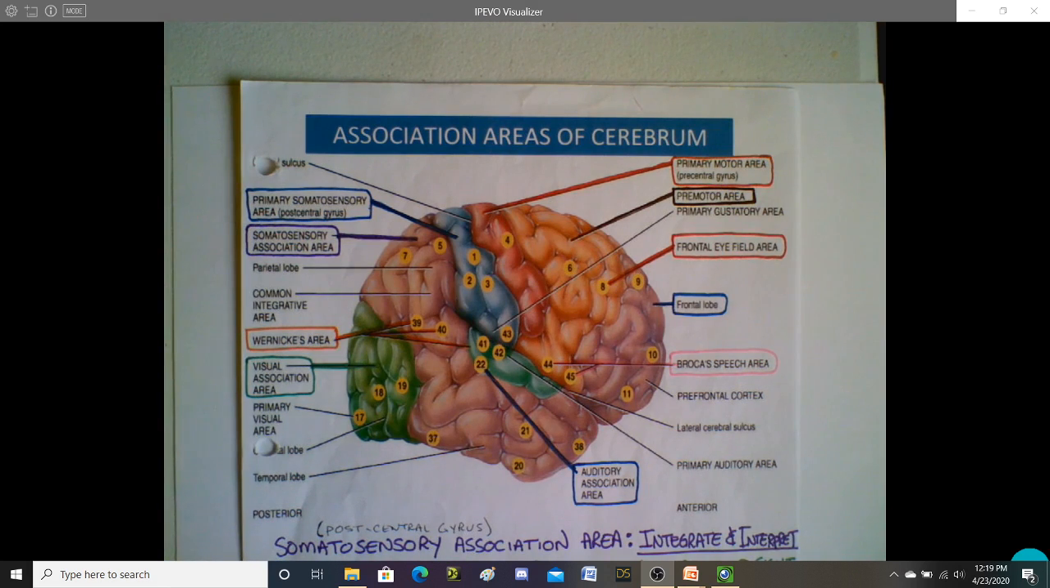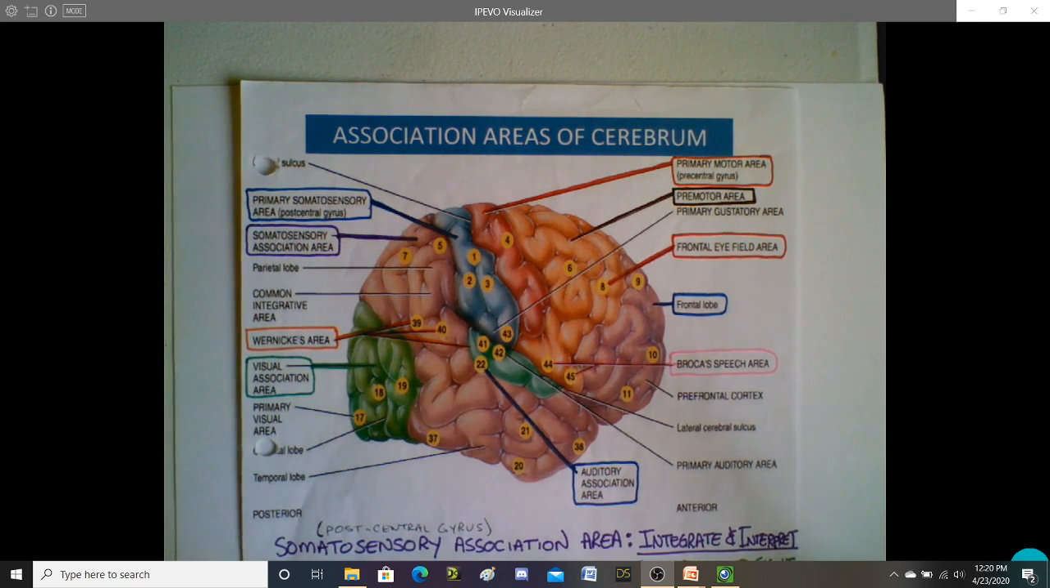All right. Now, it says association areas within the cerebrum. We're going to talk about some of the major ones that I've picked out. And on the test, I'm not going to ask you where they're at. I'm going to ask you function questions, okay?